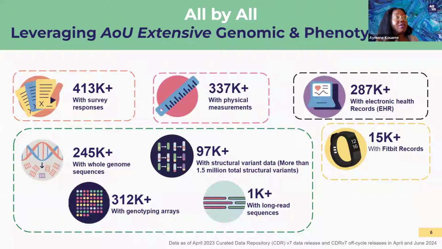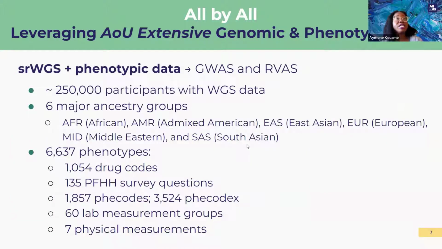You probably have seen these slides many times, but for the genomics data specifically, we have about 245,000 people with whole genome sequences and 312,000 people with genotyping arrays. And then we have survey data, physical measurement data, EHR data, and Fitbit data. So this is what the study leveraged.